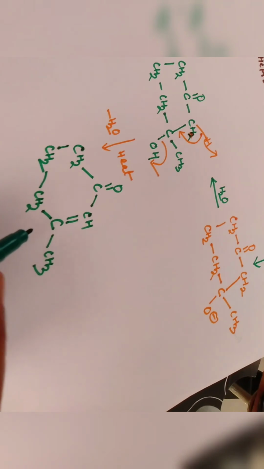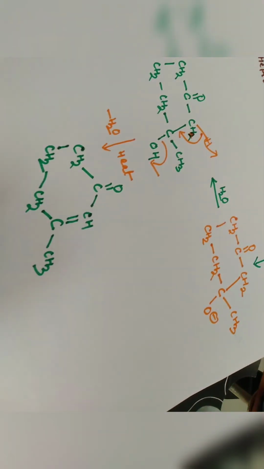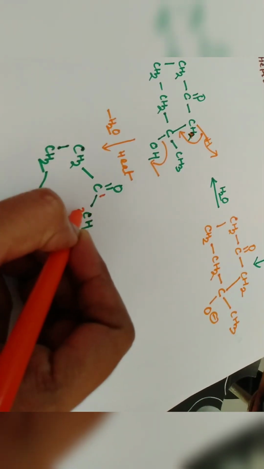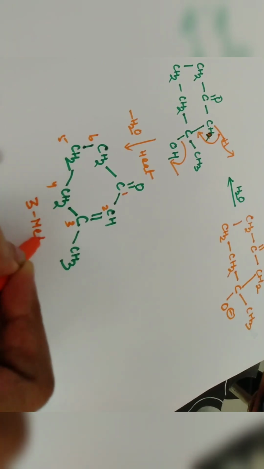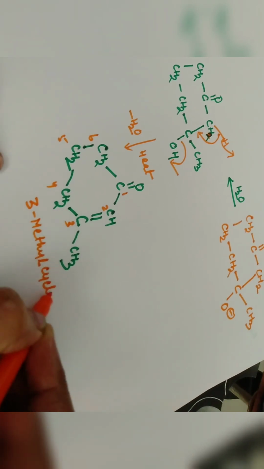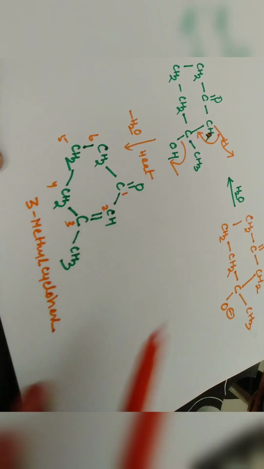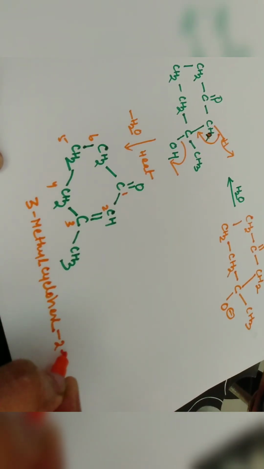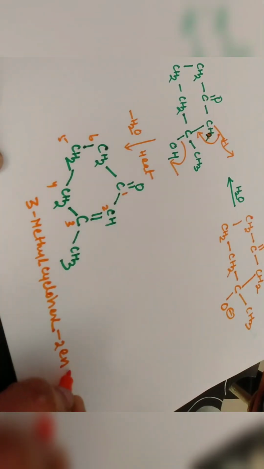So what is the name of this compound? If I write the name, it is 1, 2, 3, 4, 5, 6. In the 3 position there is a methyl, so 3-methyl. It is a cyclohexane ring, so cyclohex. Now see here, in which position is there a double bond? In the 2 position there is a double bond, so it is 2-en, and for the keto functional group the suffix is one. So it is 3-methylcyclohex-2-en-1-one.